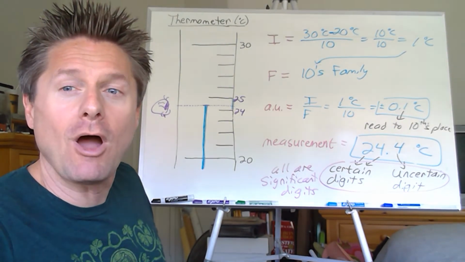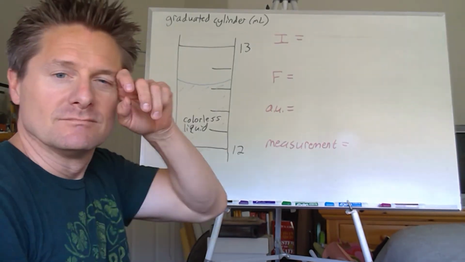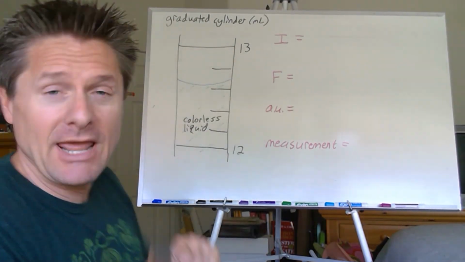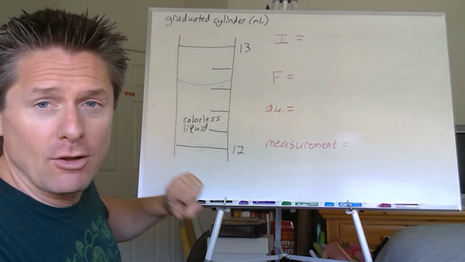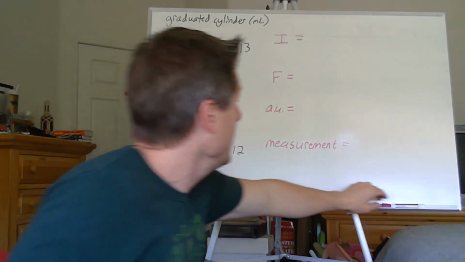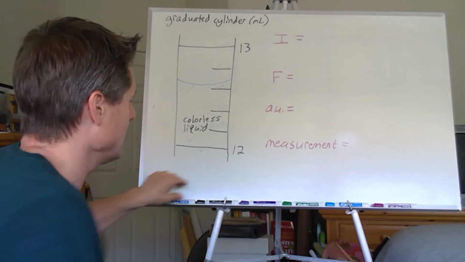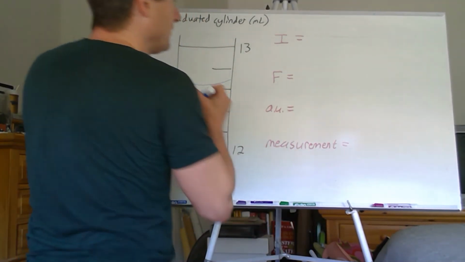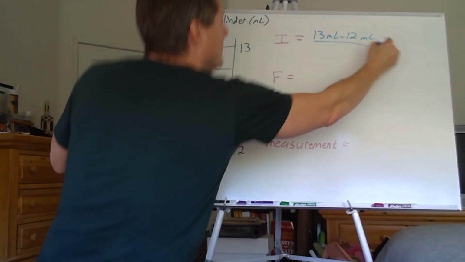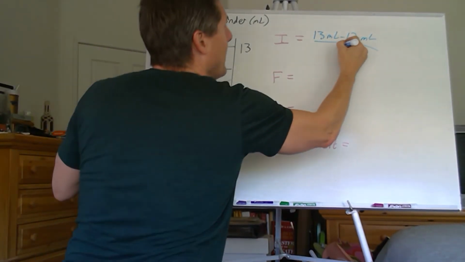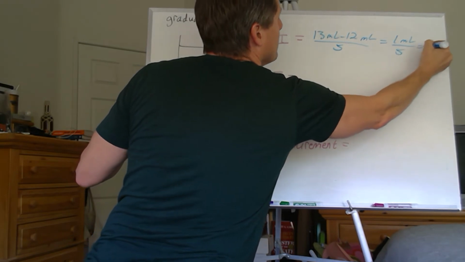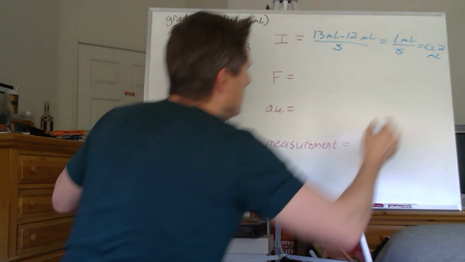Let's do one more and we'll call it a day. Let's whip through this one pretty fast. I'd expect you to cruise through. Let's say we got a graduated cylinder and we've got a colorless liquid, even though I used blue. So let's say it's a colorless liquid. Let's calculate our increment, right? So let's take the two numbers, 13 minus 12, divided by 1, 2, 3, 4, 5, is 1 divided by 5 is 0.2 milliliters.